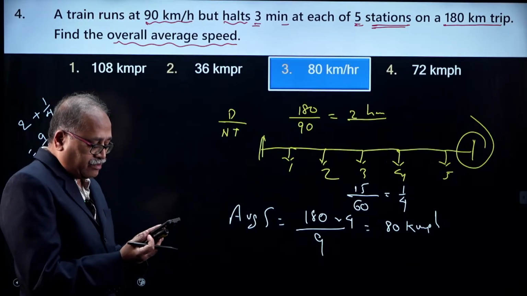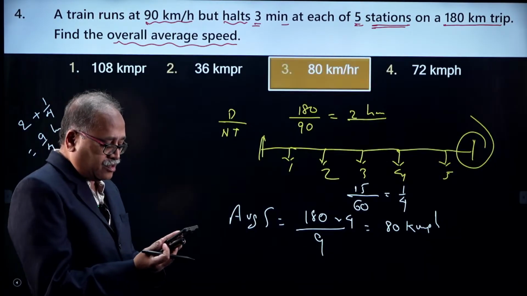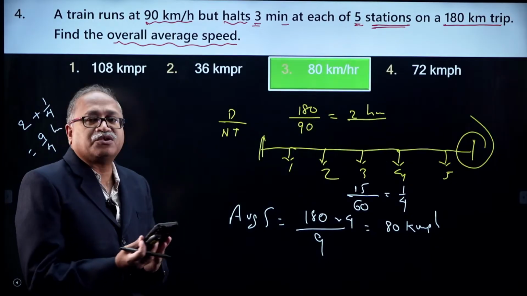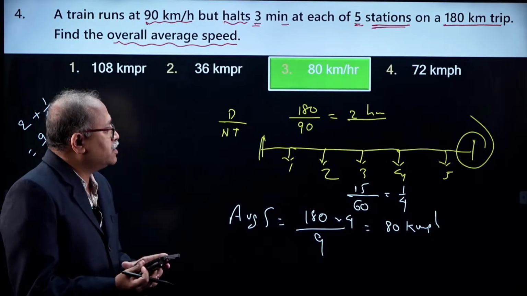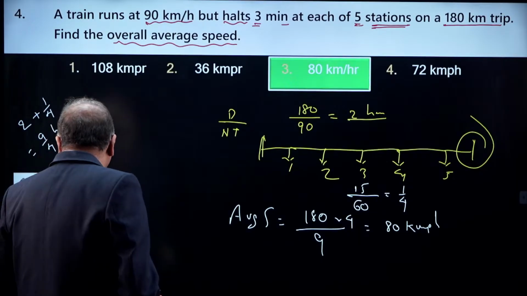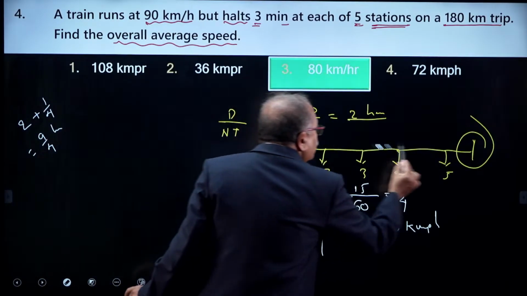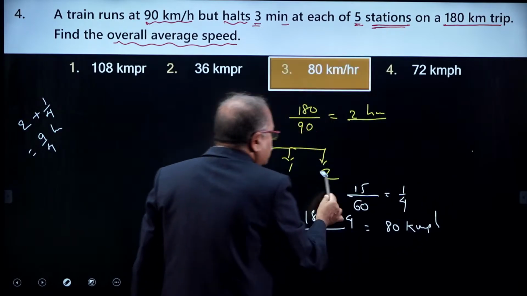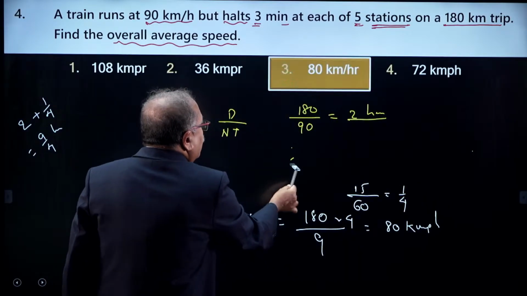Anyone else? Average speed. That's right, Mando. That's right. So I hope the rest of you are understanding it, my dear friends. Okay, so you don't need to write all these things when you are answering the question. Don't make that kind of mistake. I just mentioned it for the discussion point of view.